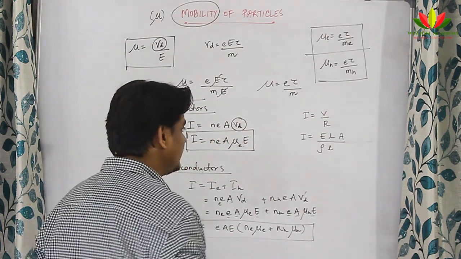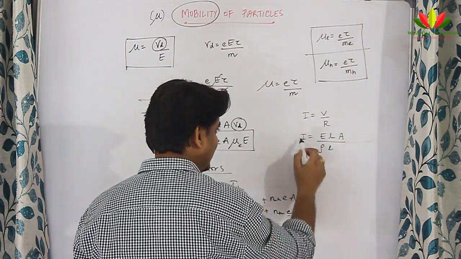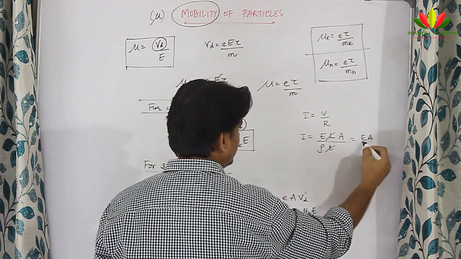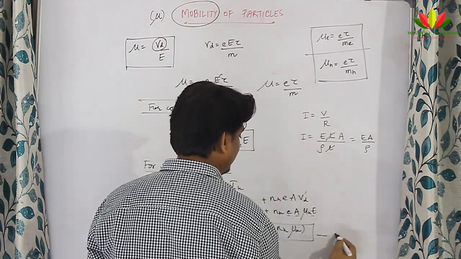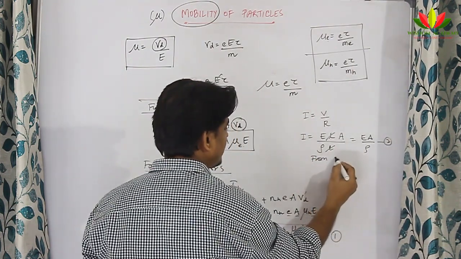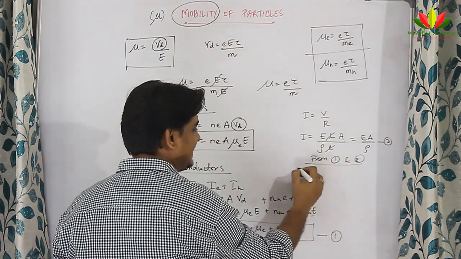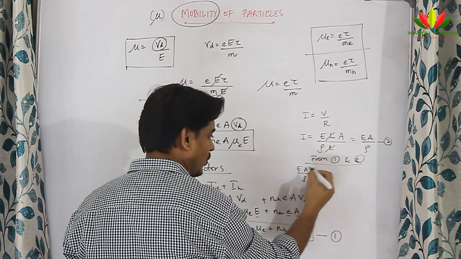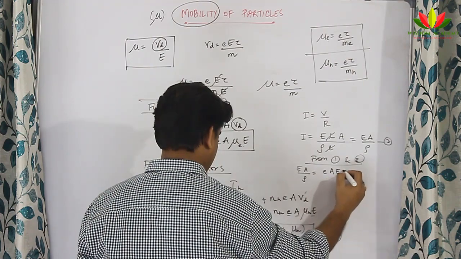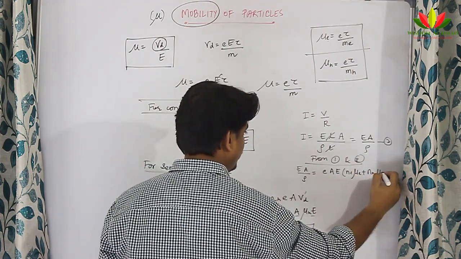So now if you see here, I is equal to EAE, this quantity, L gets cancelled, that is equal to EA by rho. Let this be equation number 1, let this be equation number 2. So from 1 and 2 what can we write? If you relate these two, you will get an expression: EA by rho is equal to EAE into Ne mu E plus NH mu H.